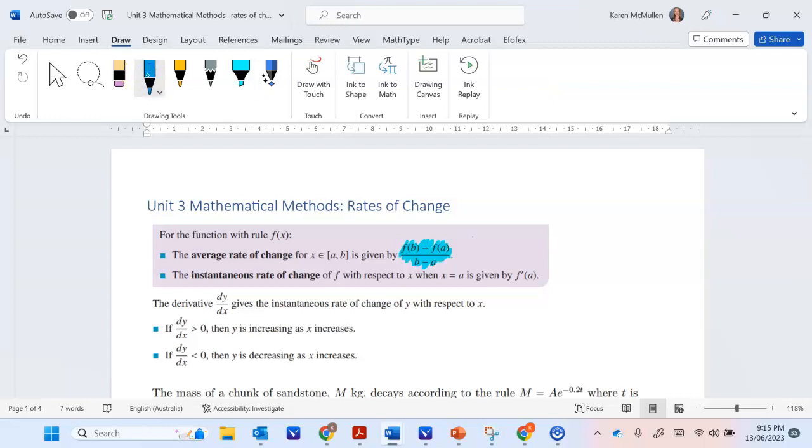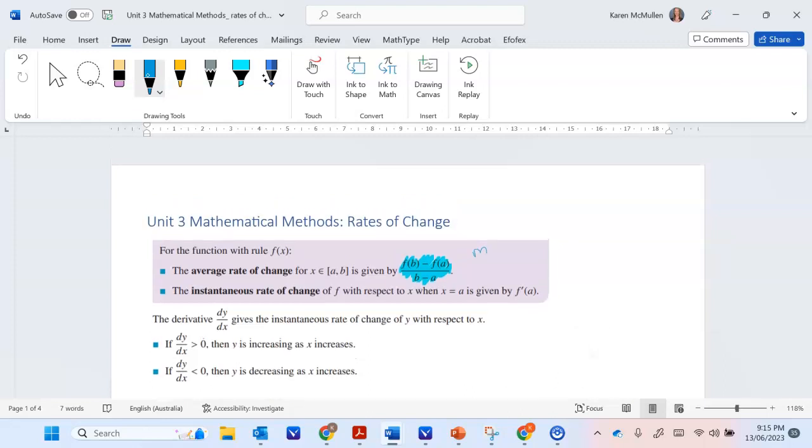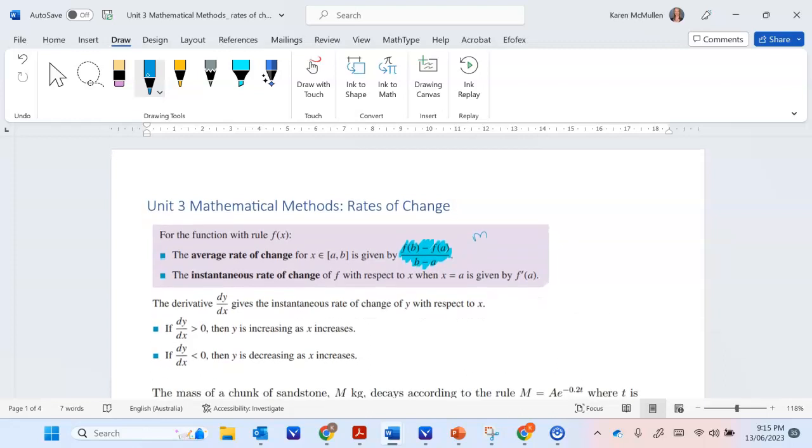You'd remember back to year 8 or maybe year 9 when you started learning about the gradient. We would do y2 minus y1 over x2 minus x1. So that's all your average rate of change is. If we had a parabola, the gradient is not the same at any point on that parabola. But if we wanted to look at the average rate of change between 2 points, it is a straight line.